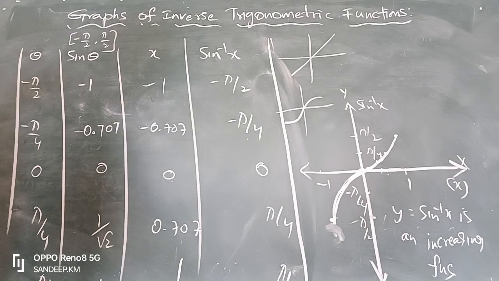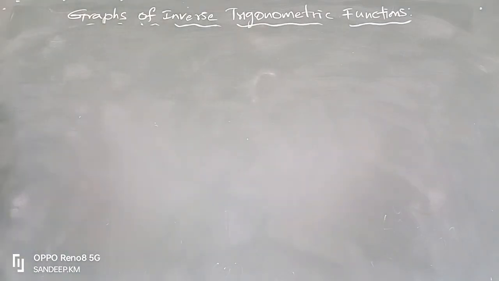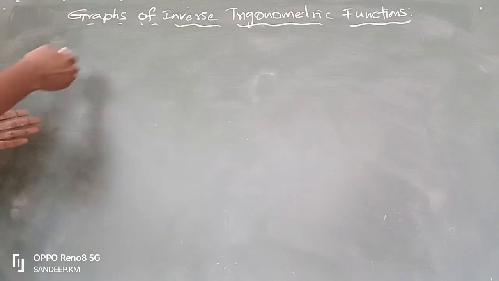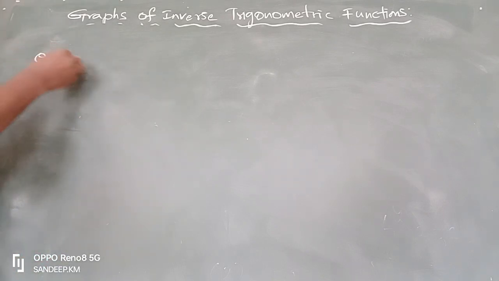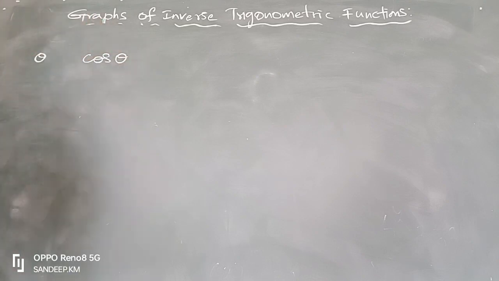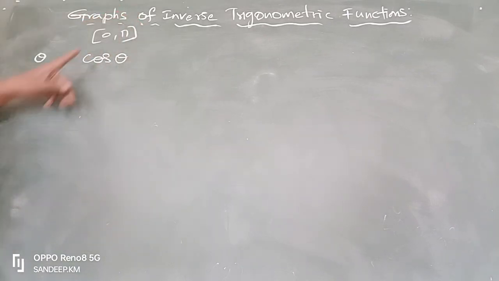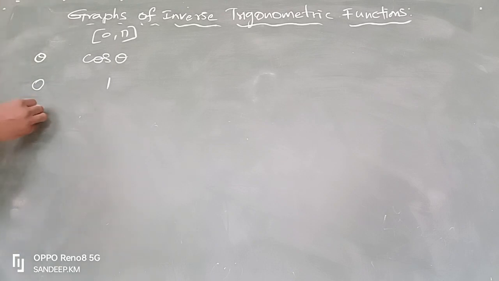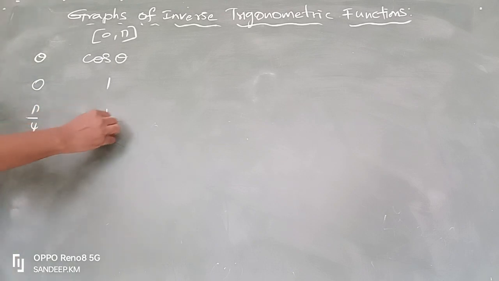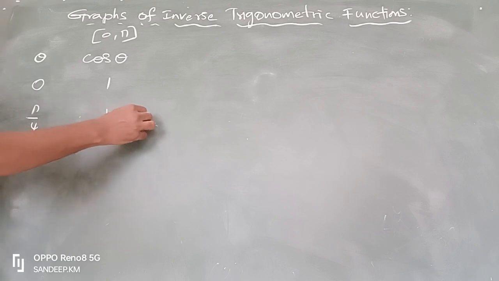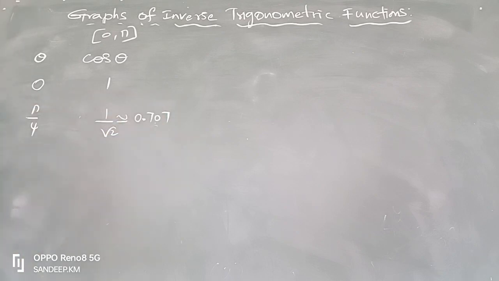The next one is y is equal to cos inverse x. For that, first of all, let us take theta and cos theta. Remember the restricted domain of cos theta, which is from 0 to pi. That means I am taking the inputs from 0 to pi. When theta is 0 degrees, cos 0 will be 1. Cos pi by 4 will be 1 by root 2, which is approximately 0.707. And then when input is pi by 2, cos pi by 2 is 0.